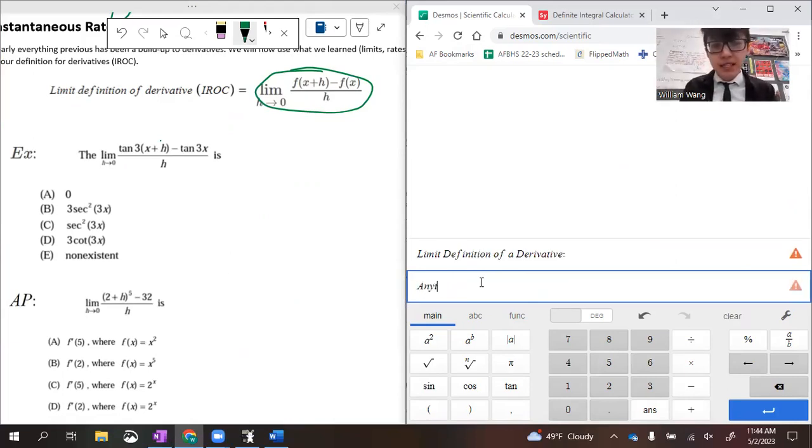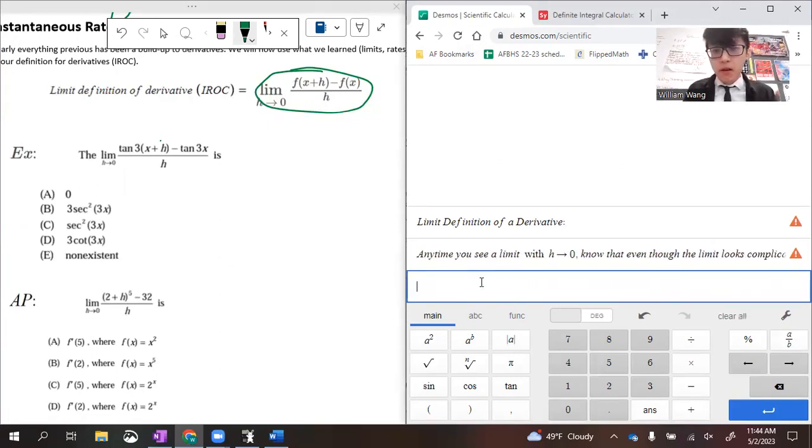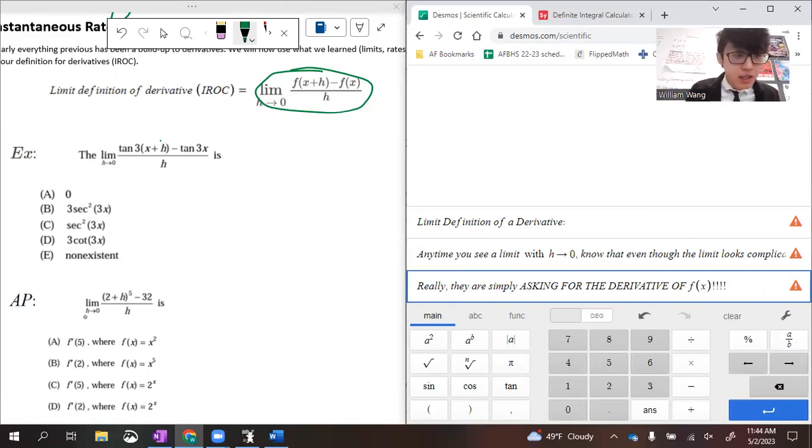So here's my hint. Anytime you see a limit with h going to 0, know that even though the limit looks complicated, really, they are simply asking for the derivative. Asking for the derivative of f of x, right? That's all they're asking for. So here, although it's the limit as h approaches 0, let's not overthink that. Really, they're asking for the derivative of f of x. So I could erase this problem and basically say, what is f prime of x?